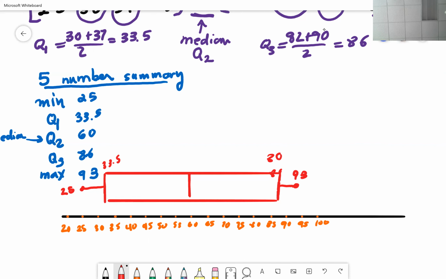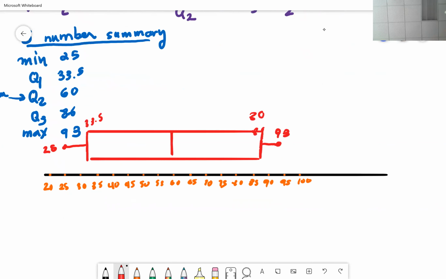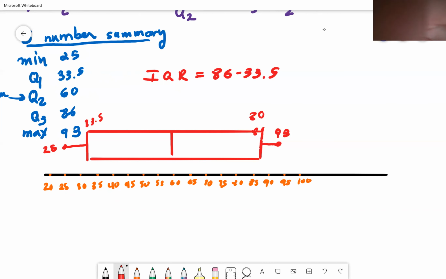By the way, if you had to figure out your interquartile range here, could you do it? Yes, so let's do our interquartile range. It's 86 minus 33.5. What does it come out to?